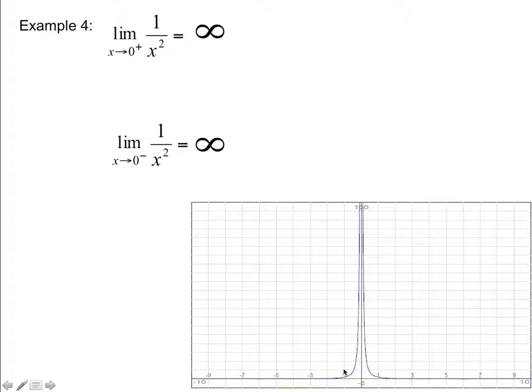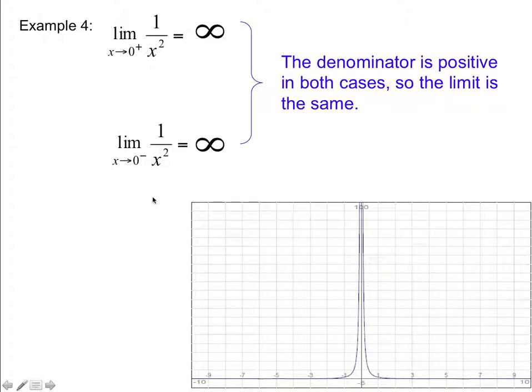The same thing happens on the left-hand side. Because of the x squared, this still ends up being a positive fraction. So in this case, the limit on either side of the asymptote, x equals 0, coming right down the center here. On either side of the asymptote, the function happens to be doing the same thing. So in this case, we can say that the limit as x approaches 0 is infinite.